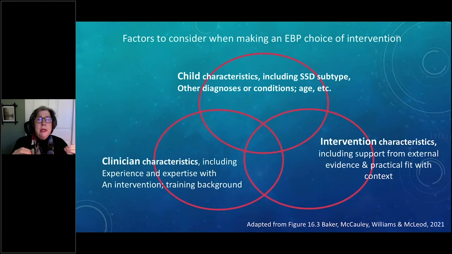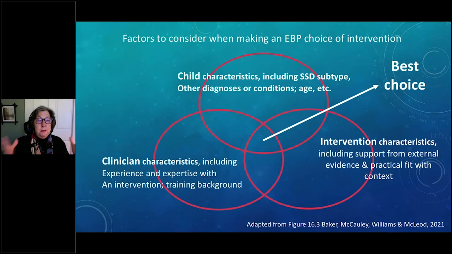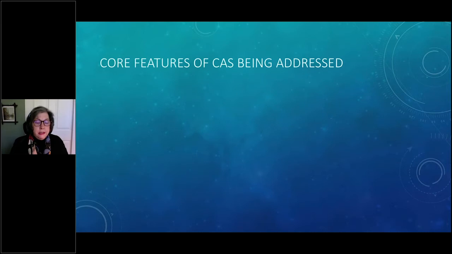So my hope is that as we go through, look at videos, I give you a bit of information about each of these four interventions, you'll be able to get a sense of which you want to explore further. In addition, I'm hopeful that the resources in the handout that I've given you will also allow you to go out and get some further information. So, in summary, your best choice has to be a choice that takes into consideration all these different characteristics. Now, what are the core features that are going to be addressed in these interventions?